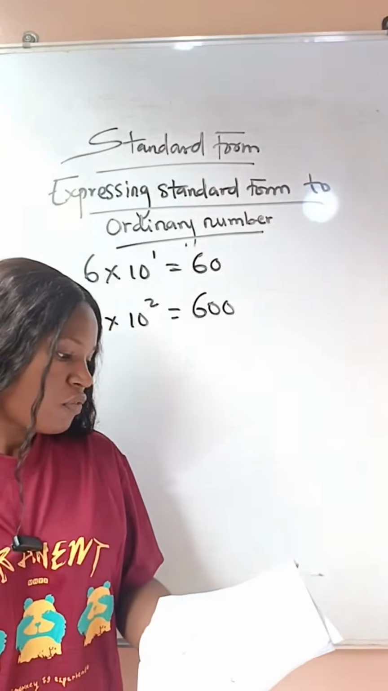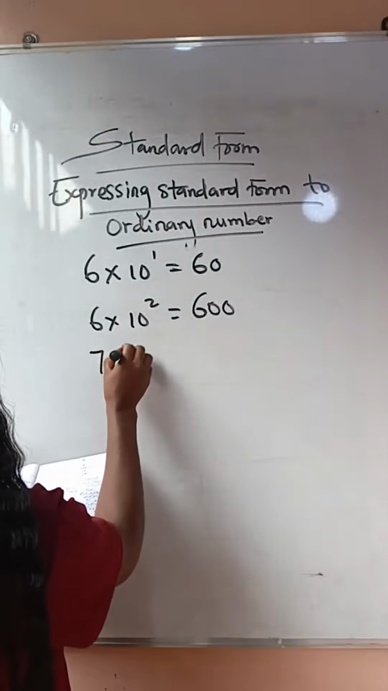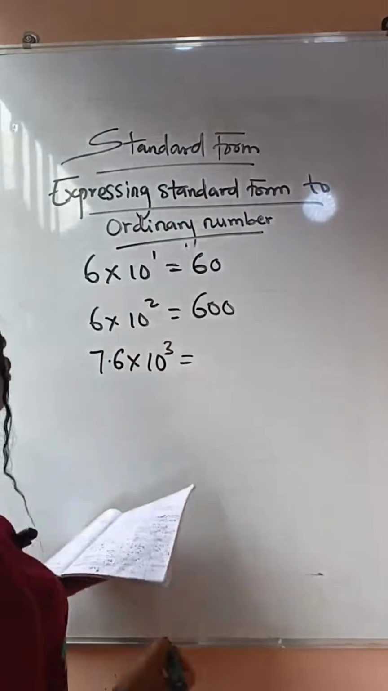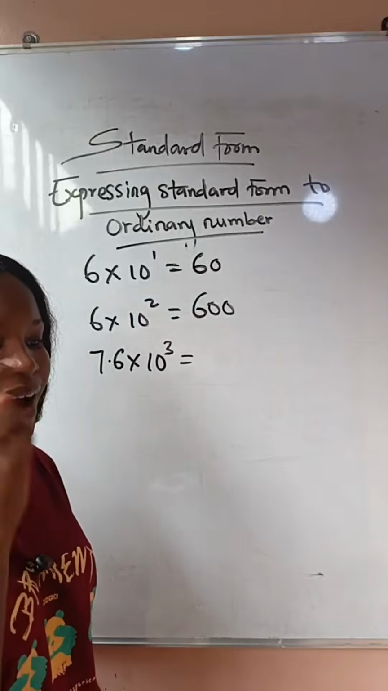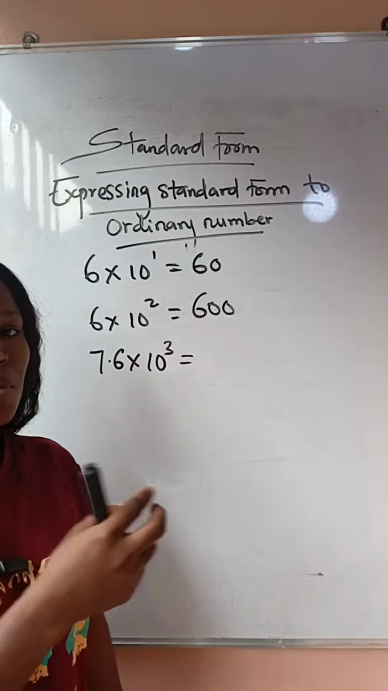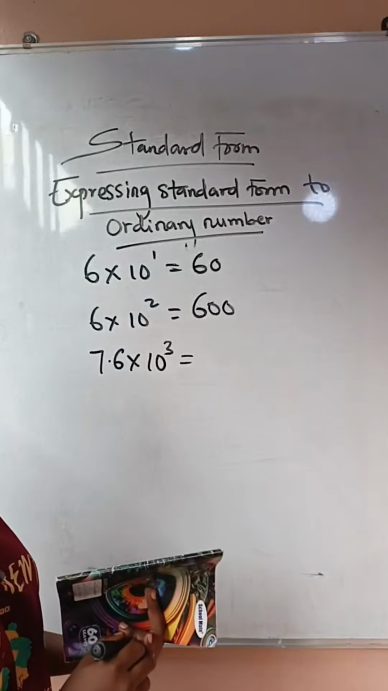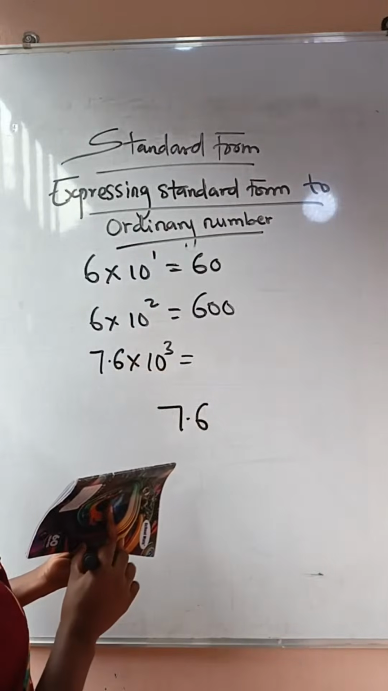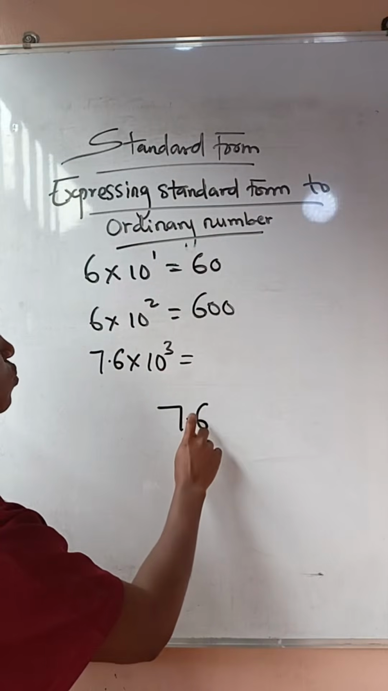Now, if you have 7.6 times 10 to the power of 3, and you are asked to change this number to ordinary number, you can see that it's already in standard form. Now, to ordinary number, this is 7.6. We are going to move this decimal point. It's already like this. We are going to move it to the right.